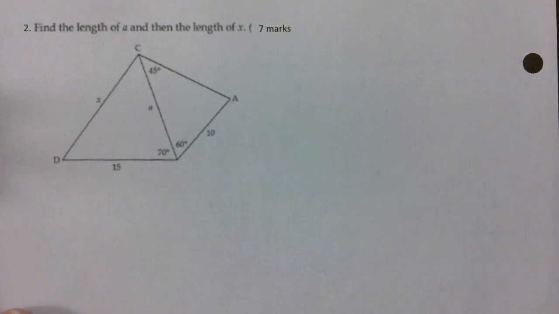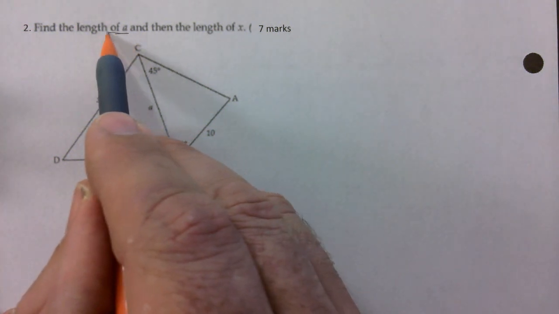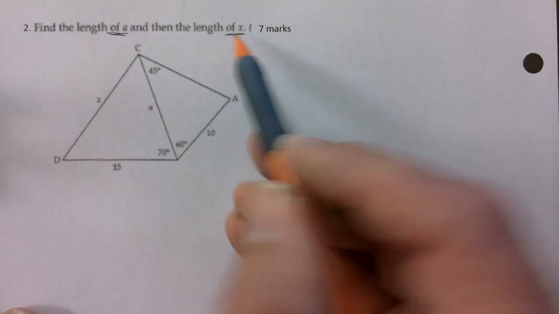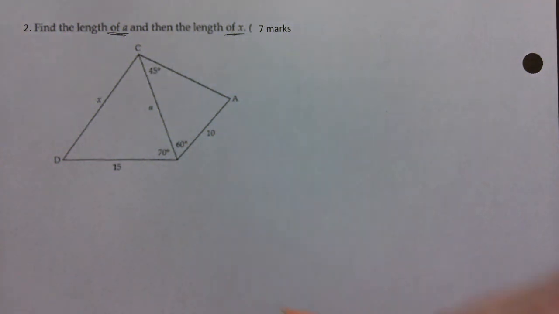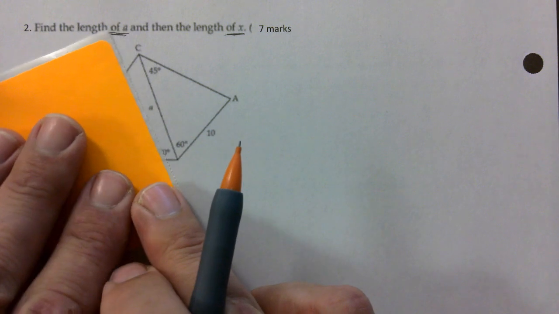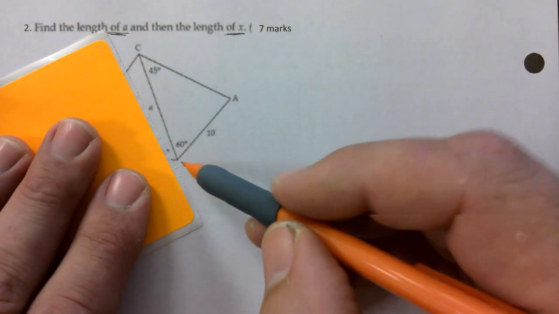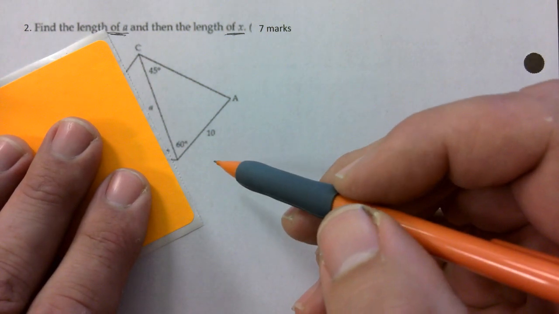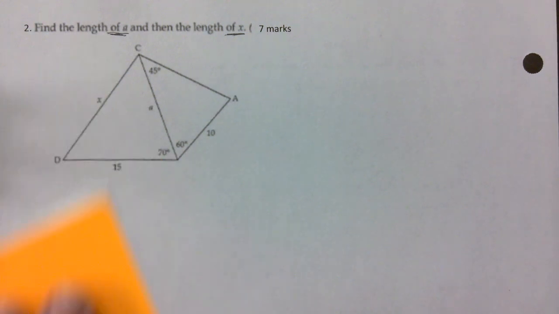A question like this walks you through it. So first, let's find length of A, then we're going to find length of X. So what you need to do here is essentially forget about that second triangle. Let's step back, 1 step back, hold on, like this.